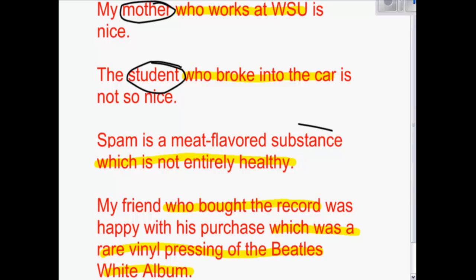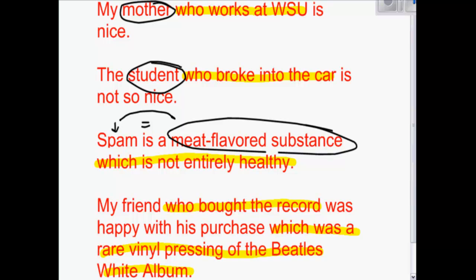So the words that they redescribe: this first one redescribes mother, the second one redescribes student, this third one redescribes meat-flavored substance. It seems like it might redescribe spam, but it doesn't really, because spam is at the beginning of the sentence, and this redescription really follows the meat-flavored substance. It's really redescribing that meat-flavored substance, even though, as we've talked about before, it's kind of like an equal sign. So, spam is equivalent to the meat-flavored substance.